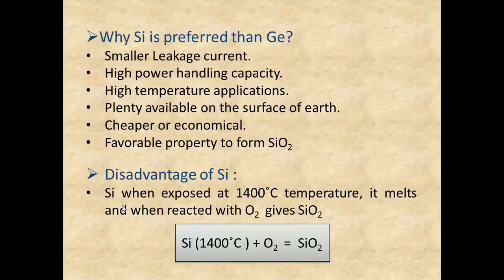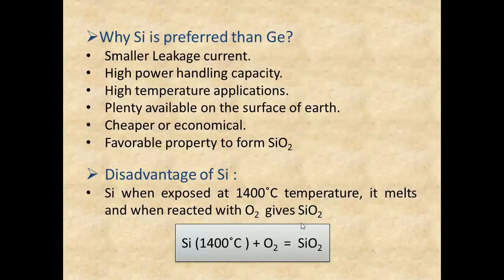Now we have certain points that make you think that silicon is preferred over germanium, but there are still some disadvantages for silicon. Let's see the disadvantage for silicon. Silicon is a semiconductor material, and when it is exposed to a high temperature, say 1400 degrees Celsius, it will melt and give you liquid silicon, and when that liquid reacts with oxygen it will give you silicon dioxide. You can see in the block that silicon at very high temperature mixes with oxygen and gives silicon dioxide.